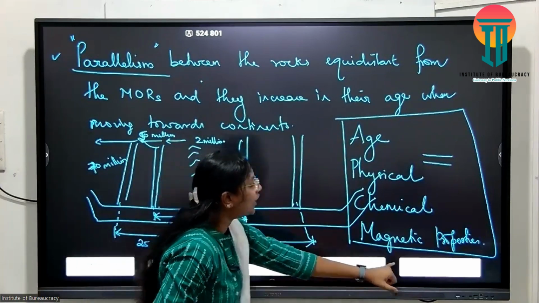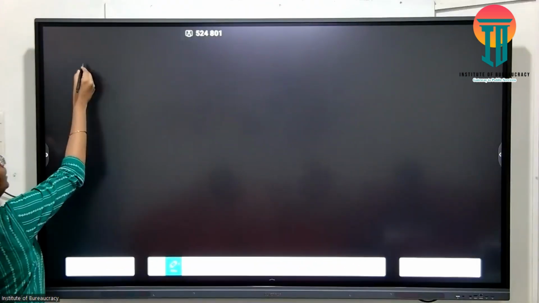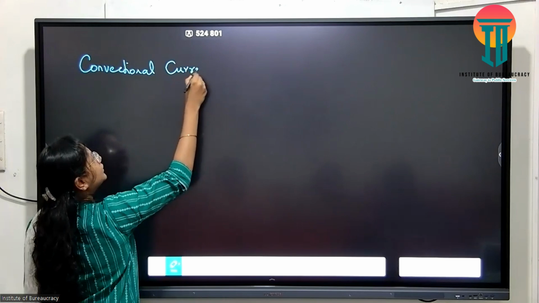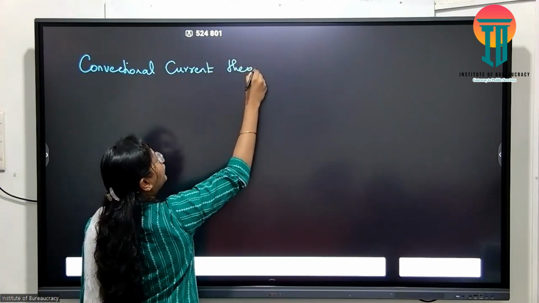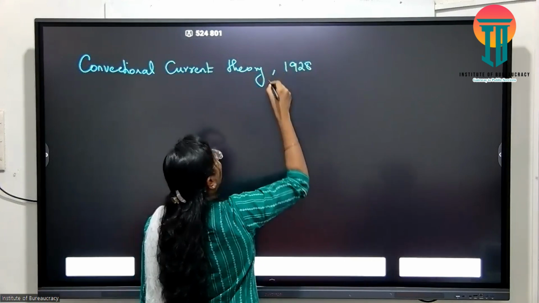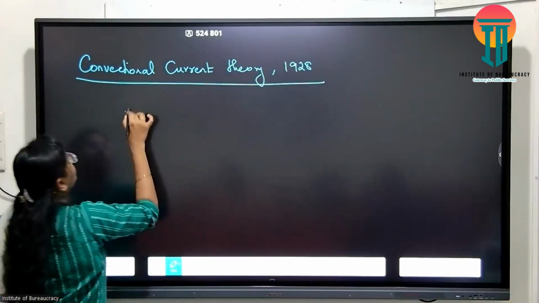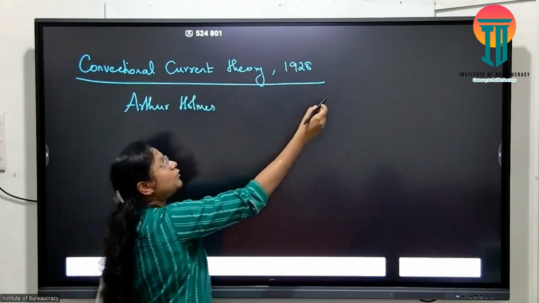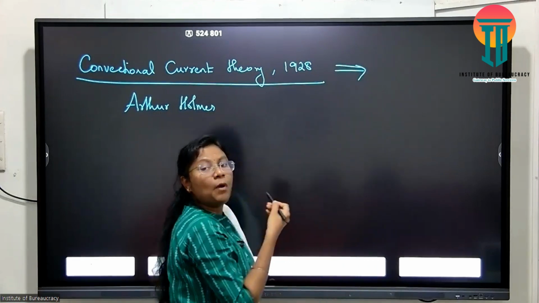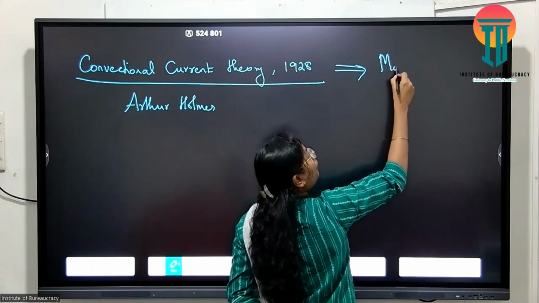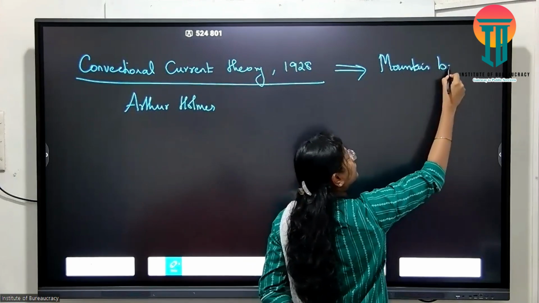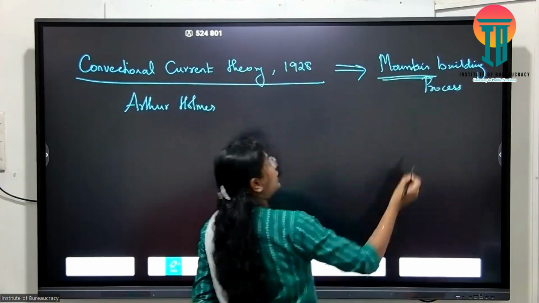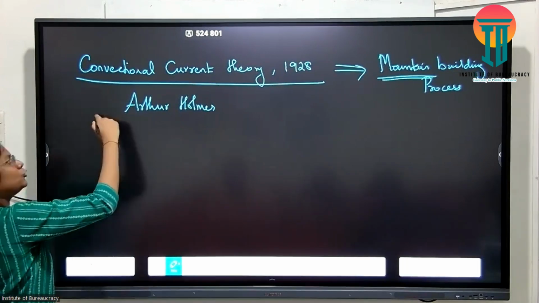Small heading, that is convectional current theory. Or write it in a box too, convectional current theory. This theory was propounded in 1928 by Arthur Holmes. And the objective of the theory was to establish the mountain building process. How mountains are formed. This is the objective, how mountains are formed, that is what Arthur Holmes brings in.